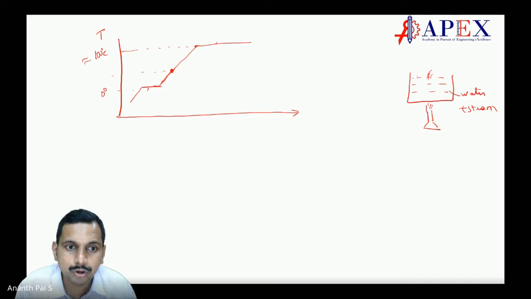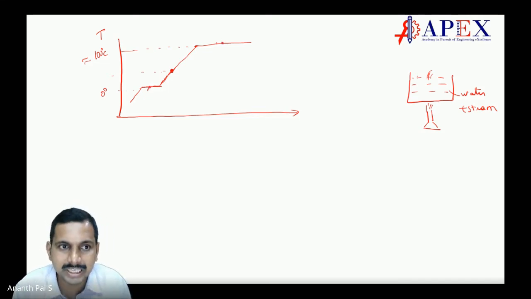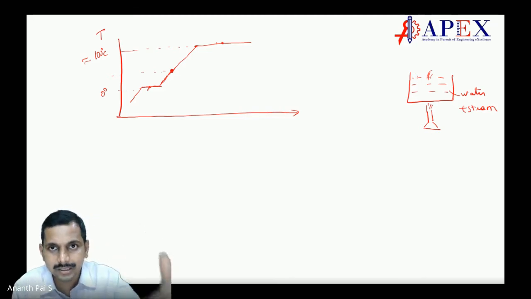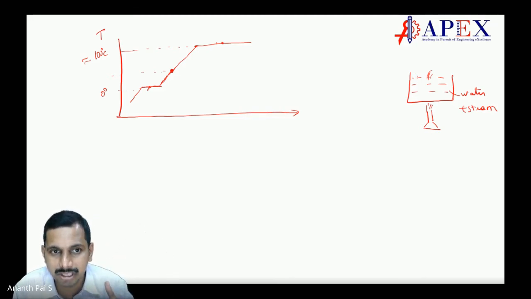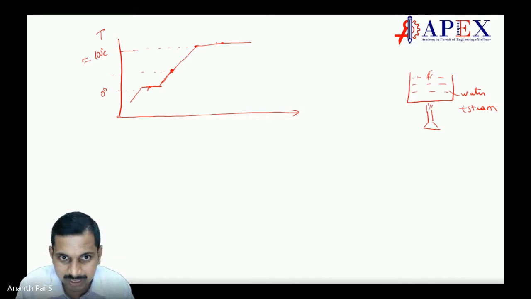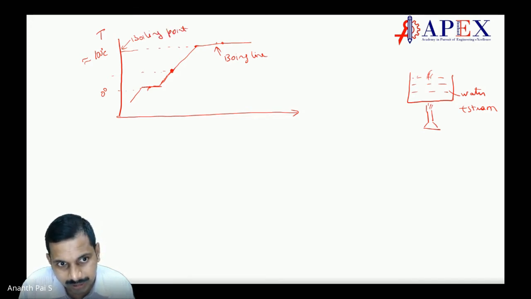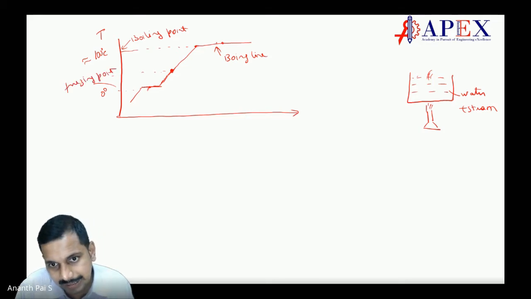Make sense? So if we are here and if we are here, then it's easy to measure. That is why we take the boiling point and freezing point. This is a boiling point, boiling line, you can say. 100 degrees centigrade is the boiling point, and this is the freezing point. This you know from basics, is it not? And this is heat added, H, heat at constant rate.